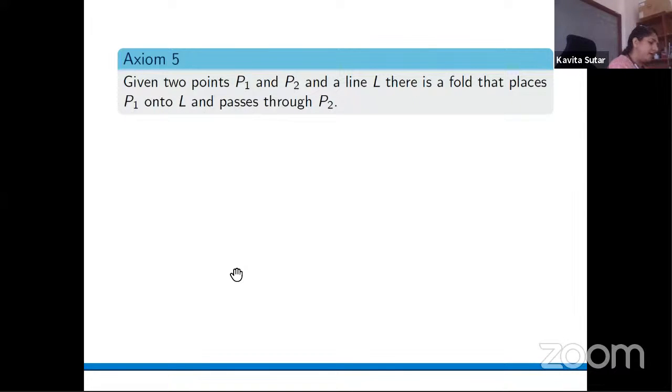What if instead of starting to move on this side, I had started to move on the other side? I could also have moved this way. I hope you can see this. I can move this way and look, one more fold. P1 is again on this line below and the fold is passing through P2. So I've got two folds here, both of which are passing through P2.